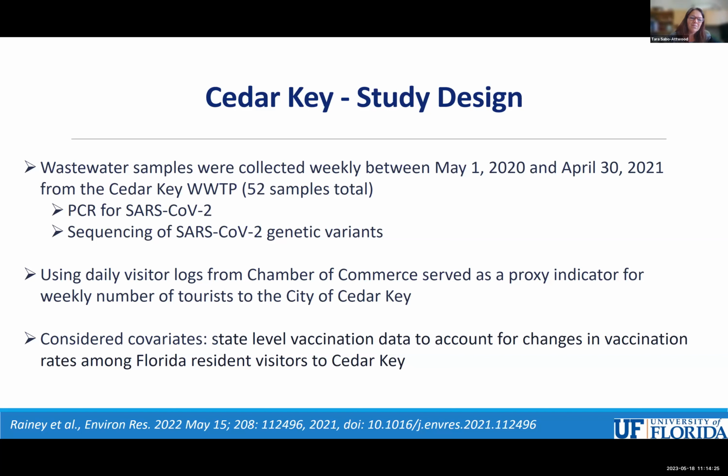And then we also did some larger scale sequencing to try to see if we could determine whether genetic variants were present over time. We were also able to acquire daily visitor logs from the Chamber of Commerce to serve as a proxy indicator for the weekly number of tourists to the city of Cedar Key. And then we did some more extensive analysis, and I'm not going to share all of that, that considered certain covariates. One in particular was the state level vaccination data to try to account for changes in vaccination rates among Florida resident visitors to Cedar Key.